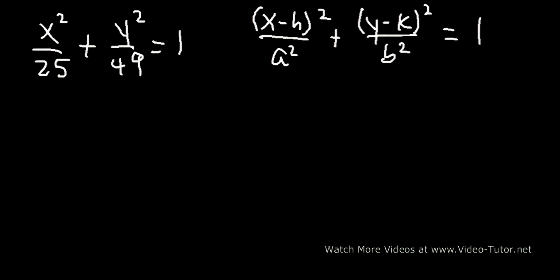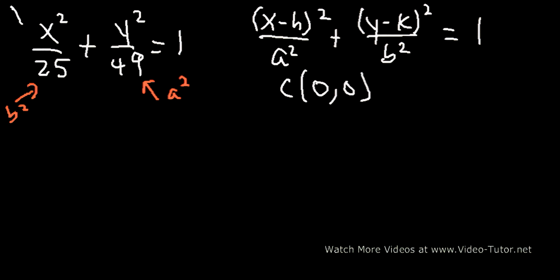Now, the a squared is not always under the x. A squared could be under y minus k. What you need to know to distinguish between a and b is that a squared is the larger of the two. So for this problem that we have, this is actually a squared because 49 is larger than 25. 25 is actually b squared. Now we need to realize that the center is 0, 0, because if you see just x squared and y squared, if it's not like x minus 2 or y plus 3, then the center is 0, 0. So it's based on the origin.